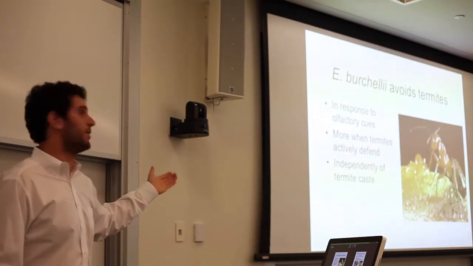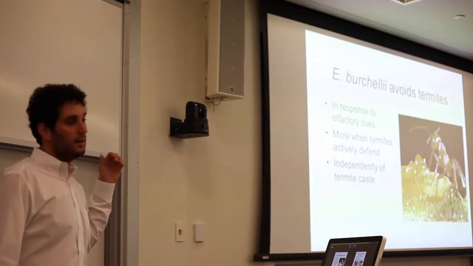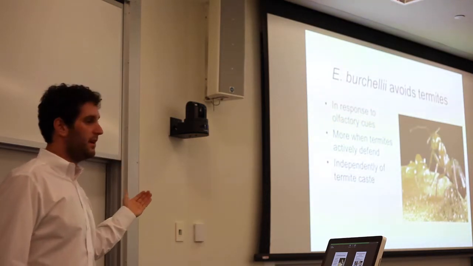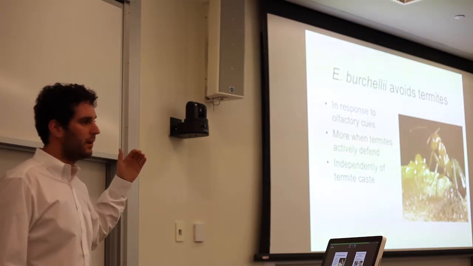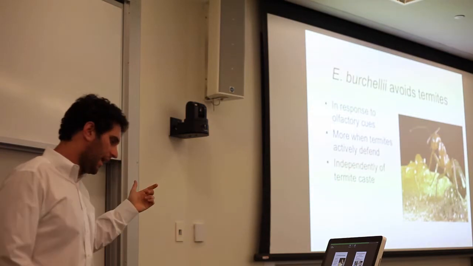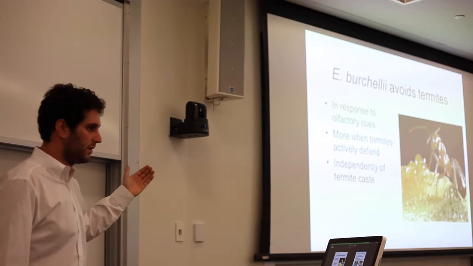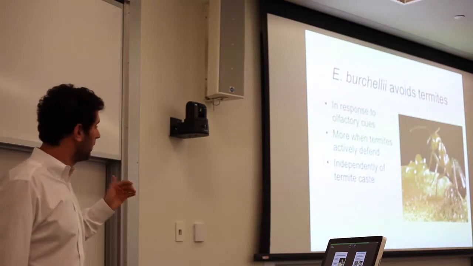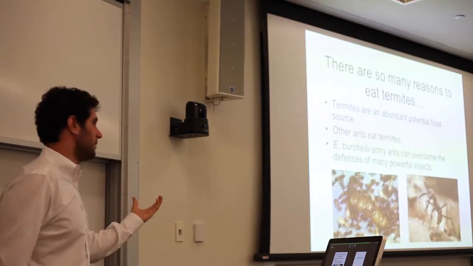So we see Acanthostichus... Aenictus... acetonbercelli avoiding termites in response to olfactory cues. We see this being exacerbated by the termites' defenses, and we see this being independent of termite caste. The independence from termite caste is different from the other documented ant-termite interactions that I have come across in which ants avoid termites. There are cases where ants will avoid soldier termites, as I said earlier, but avoiding both soldiers and workers is strange.